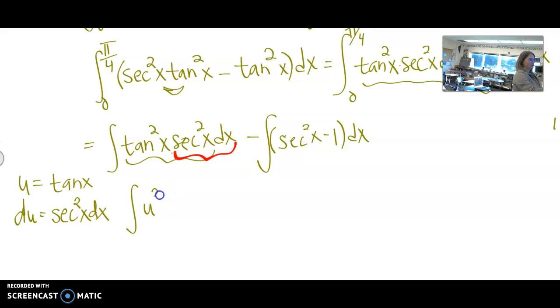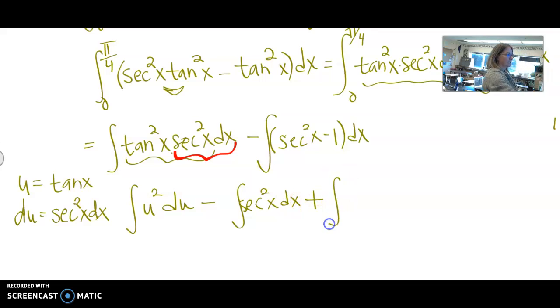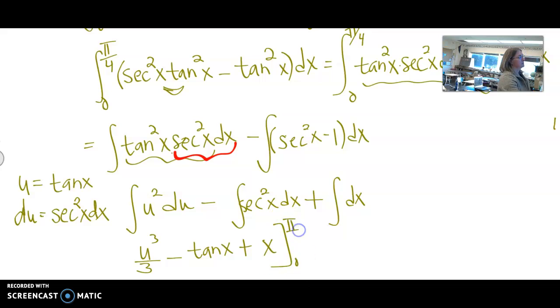So this becomes u squared du, and then minus, and you can split this up if you want to, secant squared x, and then minus a negative 1 becomes plus 1 dx, or just dx. All right, so we end up with u cubed over 3 minus tangent of x, because the antiderivative of secant squared is tangent, plus x. And we're going to integrate that from 0 to pi over 4. All right, so my u was tangent, so I have tangent cubed x over 3 minus tangent of x plus x.